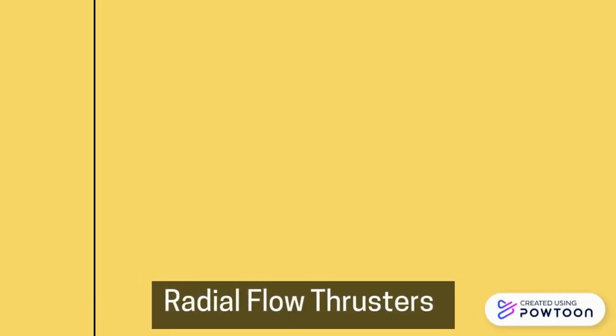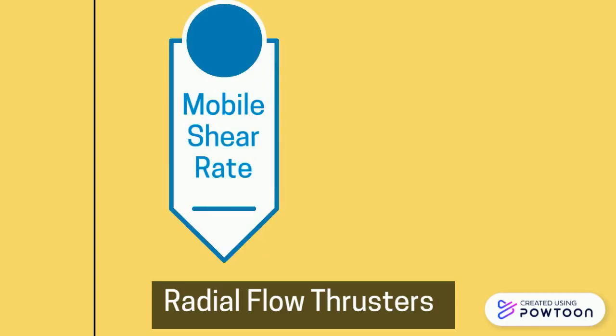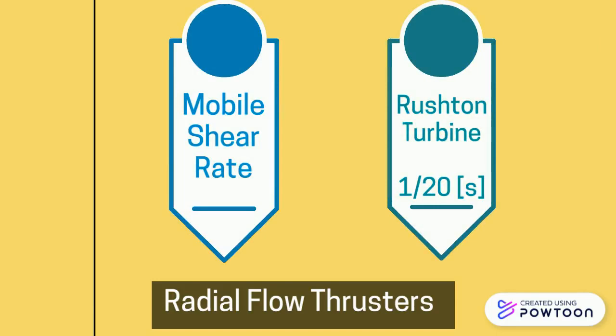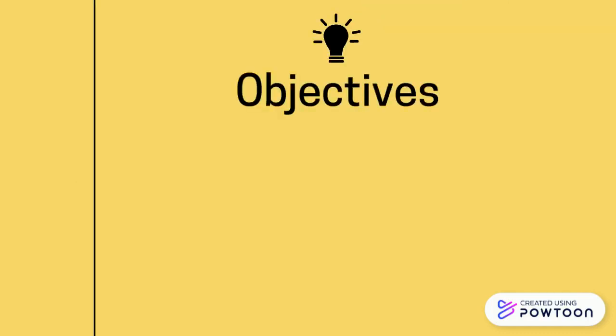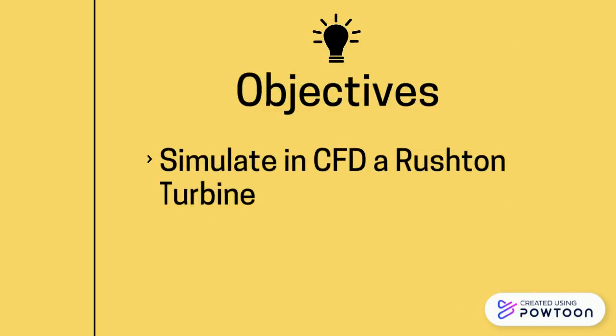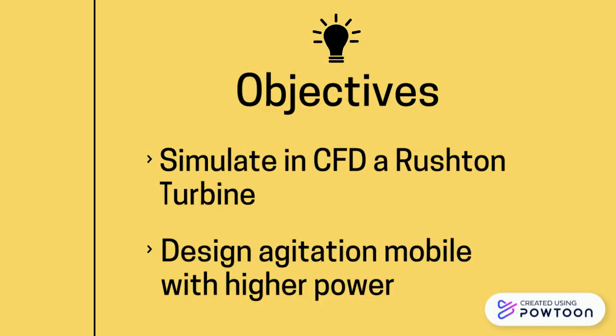For these latter agitators, one of the most important design variables is the shear rate generated by the mobile. Currently, it is the Rushton turbine that allows obtaining a shear rate of 20 s^-1. Finally, the objective of this project is to simulate in CFD a Rushton turbine and design an agitation mobile which generates a higher power number compared to the Rushton turbine.